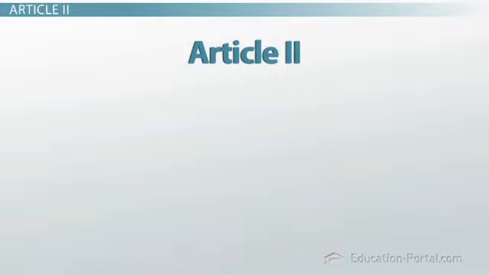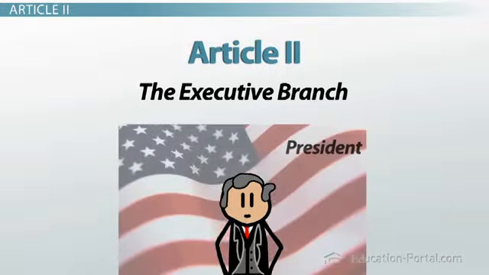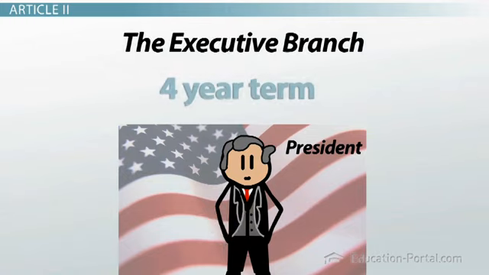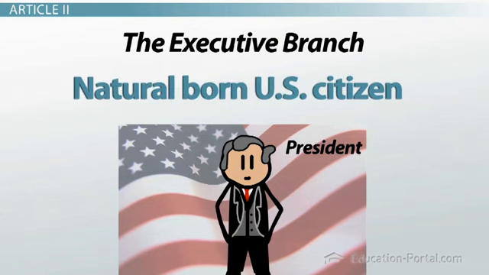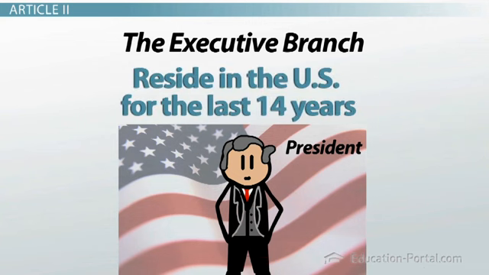Article 2 of the Constitution establishes the executive branch of government. That means the President. The President's job is to enforce the laws established by Congress. The President is elected for a 4-year term. Must be a natural-born U.S. citizen. That means to be eligible to become the President, a person must be born in the United States. To be President, a person has to be at least 35 years old and must have been residing in the U.S. for the last 14 years.